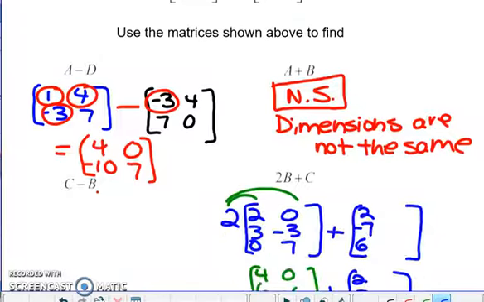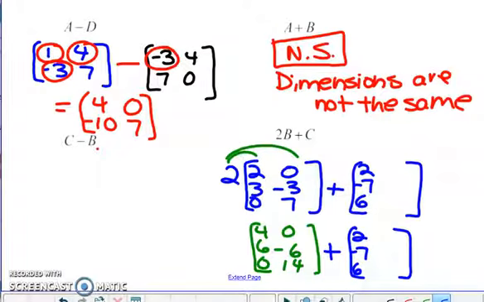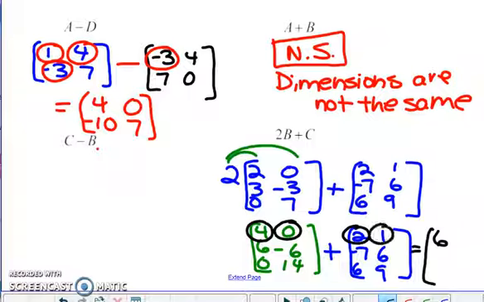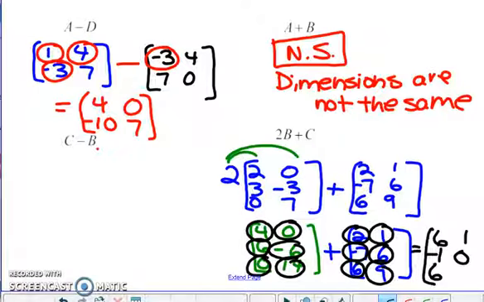And 1, 6, 9. But now that we have multiplied the 2 times everything, now we're going to add the corresponding parts. 4 plus 2 is 6, 0 plus 1, 6 plus negative 7, 0 plus 6, negative 6 plus 6, 14 plus 9, which is 23.